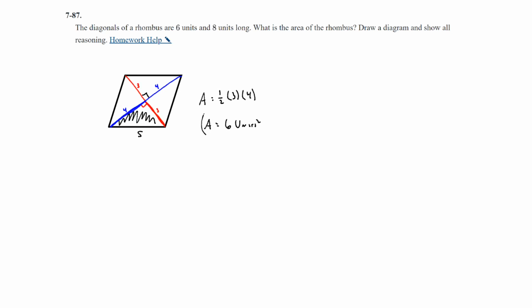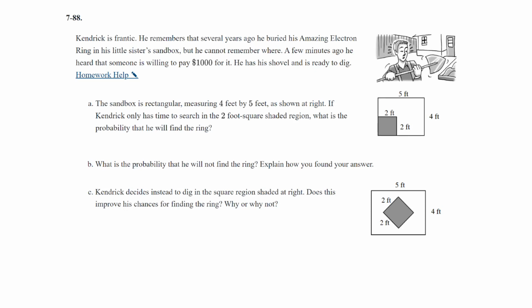So then we can take that, since there's 4 different congruent triangles, and that means we'll get the area of the rhombus to be 24 units squared. And once again, multiple ways to look at this, but that was just kind of my first instinct when I started the problem.